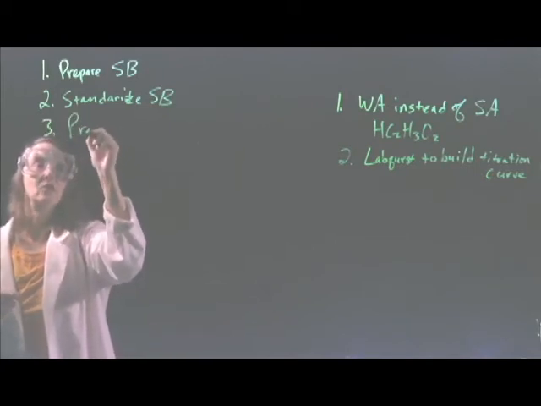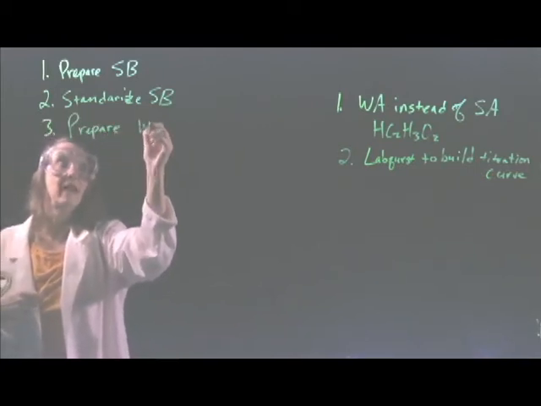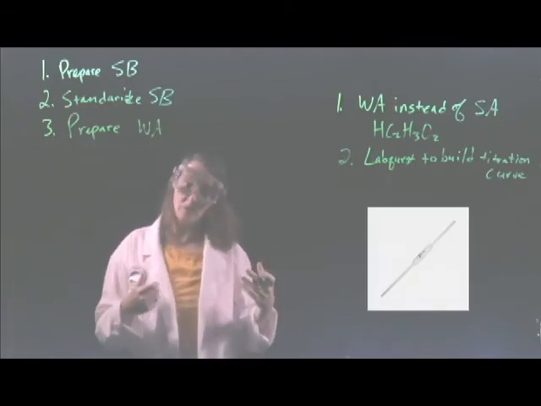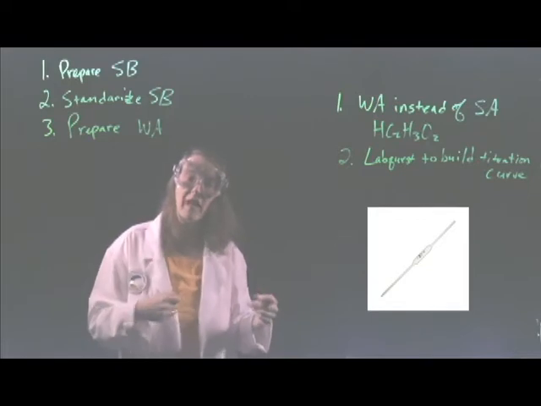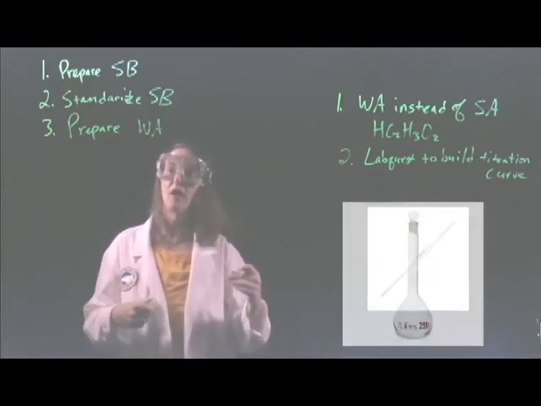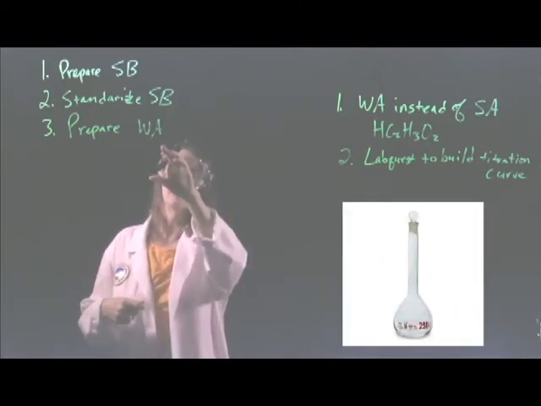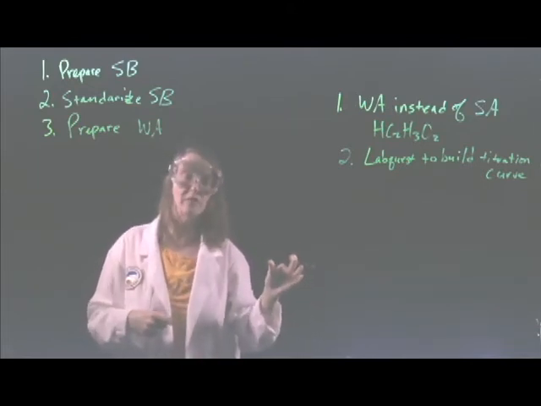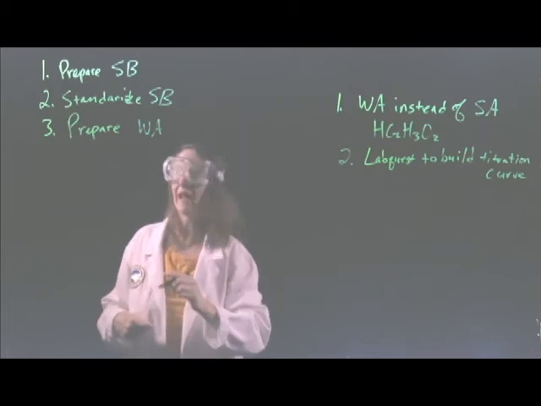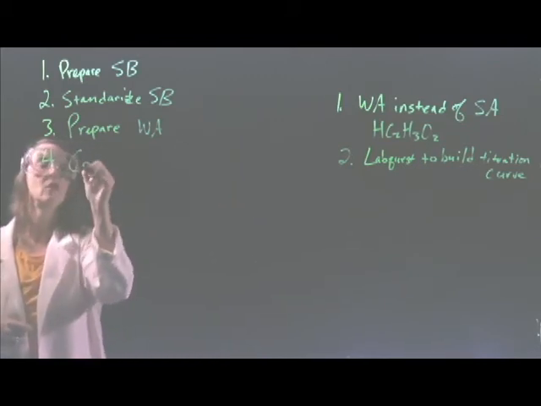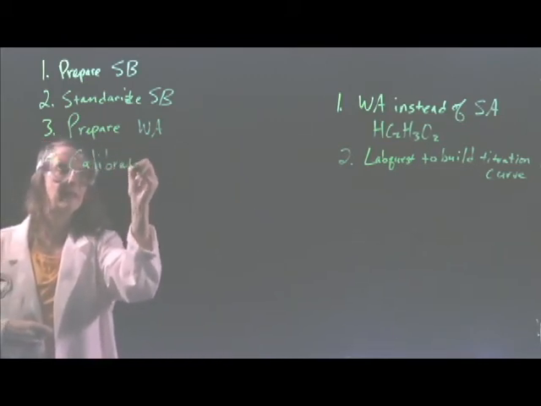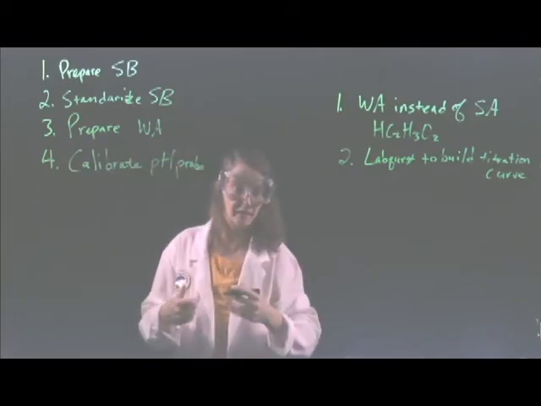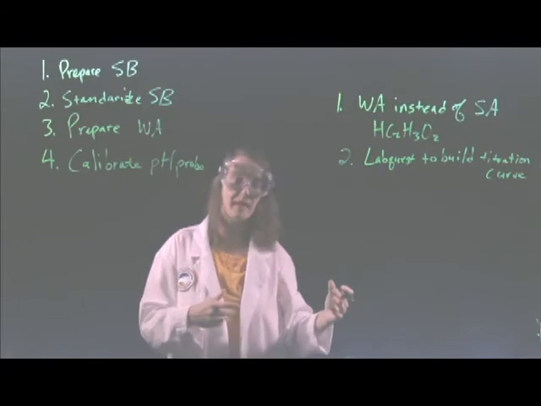Then we need to prepare the weak acid solution. Once again, you're going to use a pipette. And this week you'll also use a volumetric flask for the dilution of vinegar because we can't run it straight out of vinegar. It's a little too concentrated. We have to dilute it down. But you're going to prepare the weak acid solution. You're going to calibrate the pH probe. And that's exactly like you did it last week because we got the same setup, right?